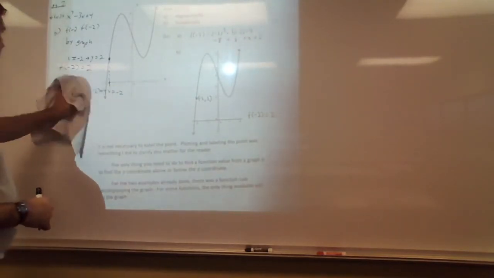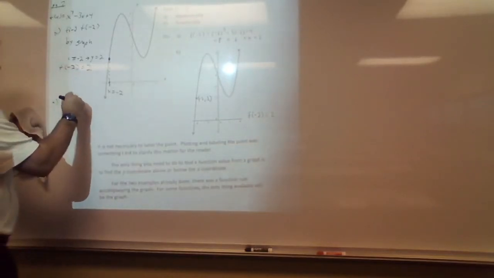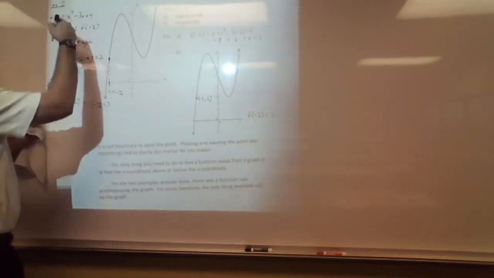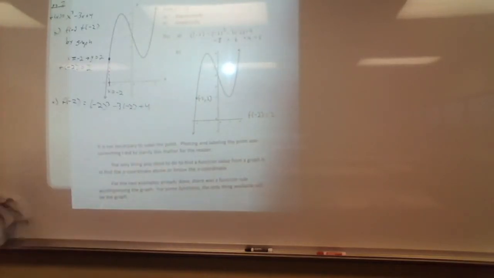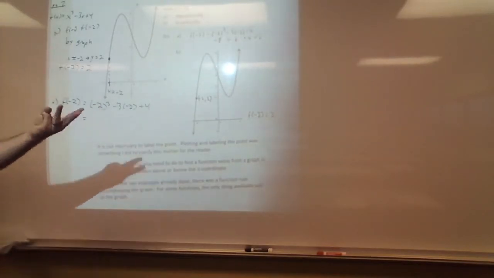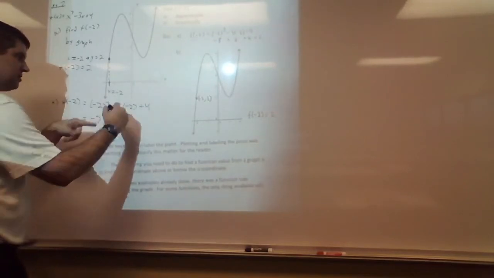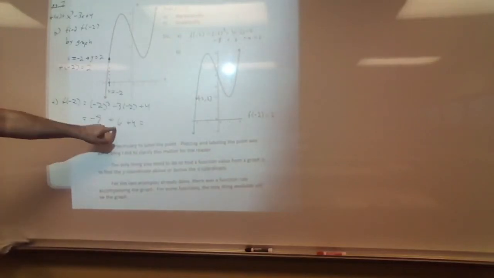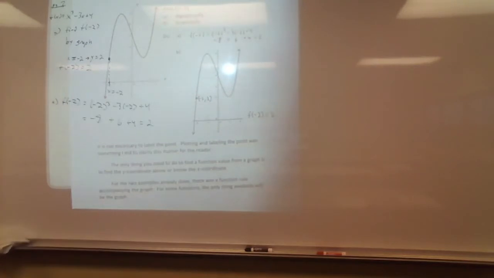Let me move this down first to avoid confusion. A, f of -2 would be -2 cubed minus 3 times -2 plus 4. All right, so -2 cubed is -2 times -2 times -2, which is -8, plus, this minus times the minus is a plus, and then plus 4. -2 plus 4 is 2.